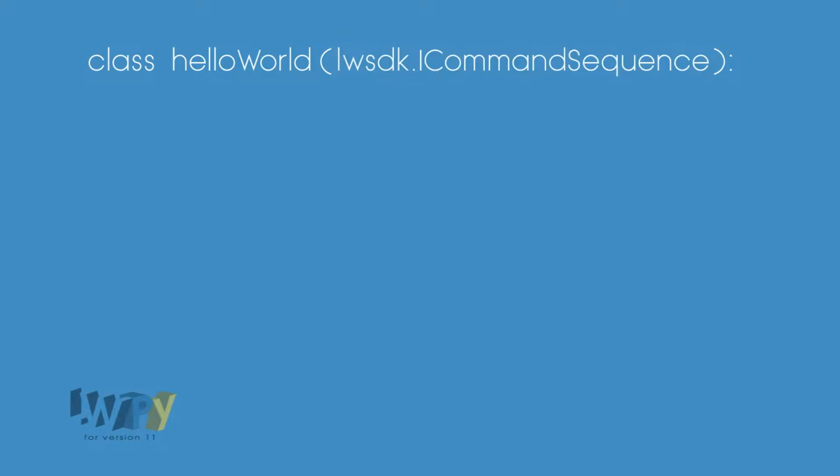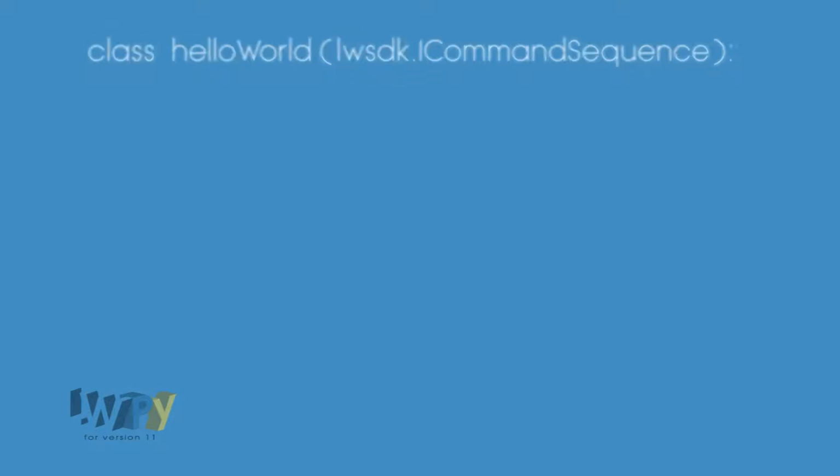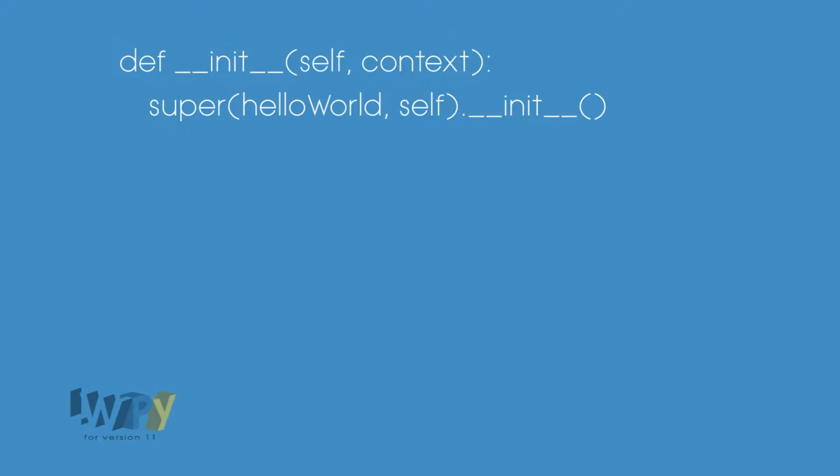Now we get to the class declaration for the plugin. Give it a valid Python class name, then utilize one of the built-in interfaces for your class. We're in Modeler, so again we'll use the ICommandSequence interface. Next, we use an init function with double underscores, which takes 2 arguments, self and context. Then we use the built-in Python function super, giving it the arguments of our class name and self, followed by the init function.